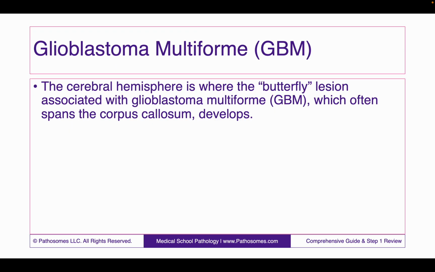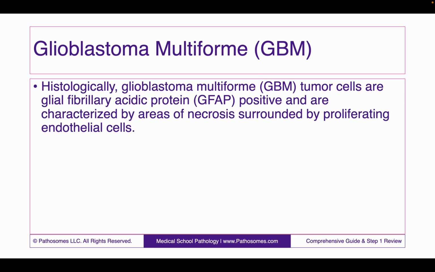Regarding glioblastoma multiforme, the cerebral hemisphere is where the butterfly lesion associated with GBM typically happens, which often spans the corpus callosum. Histologically, GBM tumor cells are glial fibrillary acidic protein positive, right? You know that. They're GFAP positive. And they are characterized by areas of necrosis, like you saw, like you remember, surrounded by proliferating endothelial cells that are malignant. That's glioblastoma multiforme.